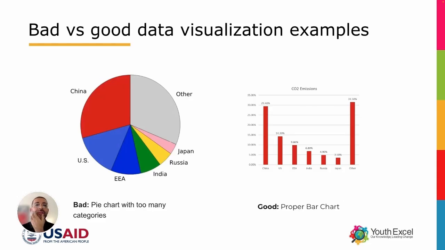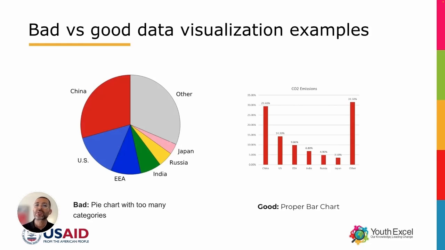Now we're going to see some bad versus good data visualization examples. Pie charts are best used when there are 2 to 3 items that make up a whole. Any more than that, it's difficult for the human eye to distinguish between the parts of a circle.